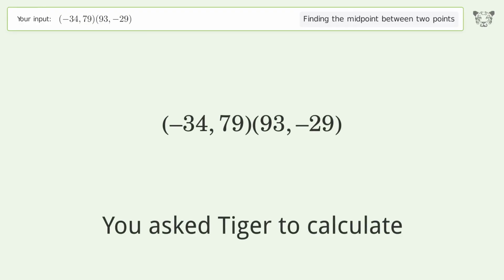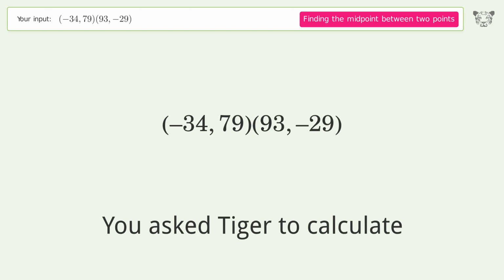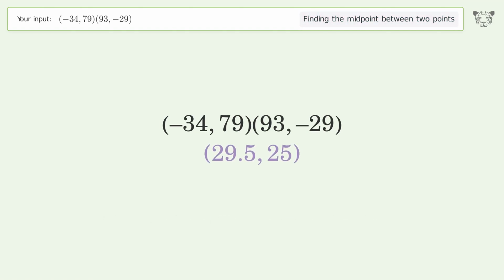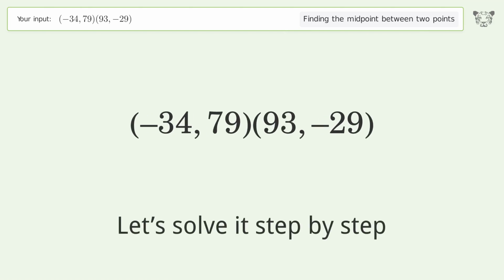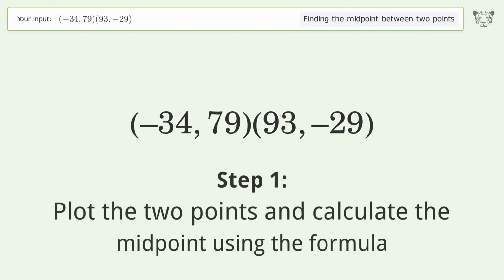You ask Tiger to calculate. This deals with finding the midpoint between 2 points. The midpoint between the 2 points is 29.5, 25. Let's solve it step by step. Plot the 2 points and calculate the midpoint using the formula.